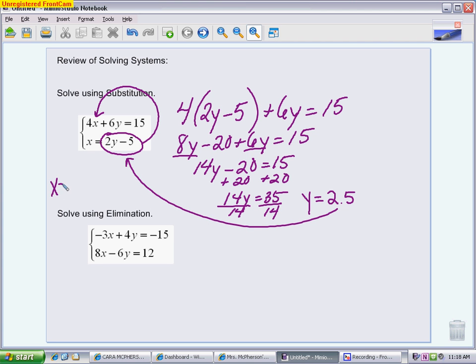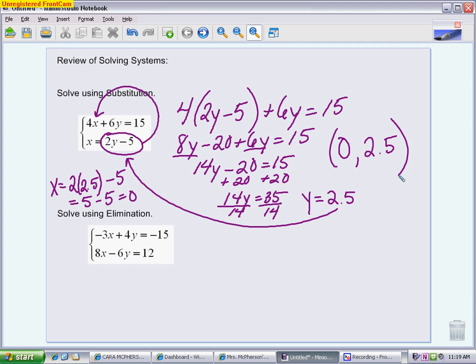So x equals 2 times 2.5, because I just figured out what the y was, 2.5, minus 5. 2 times 2.5 is 5, minus 5 is 0. So that means my point is the point 0, 2.5. You always want to make sure you do put it in alphabetical order. The x should come first, the y should come second. No matter which order you actually found them in, it always follows the order x, y. So that is the substitution method.